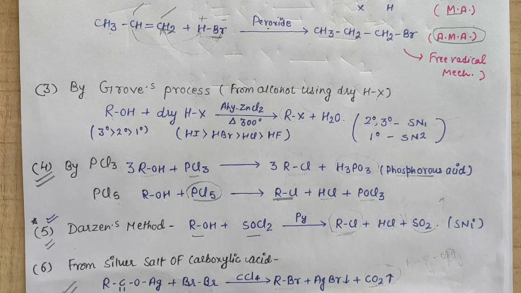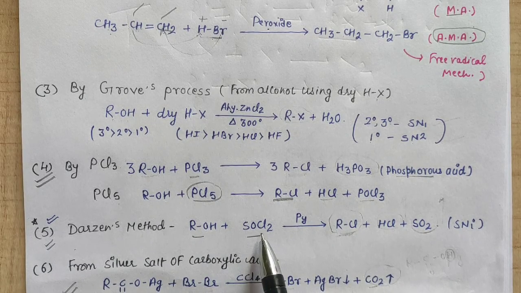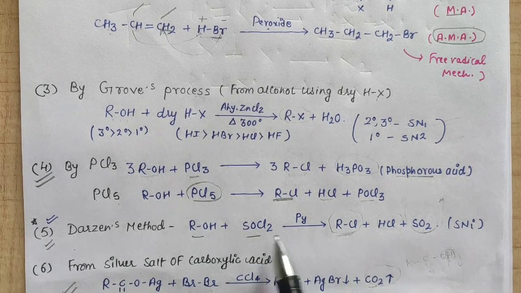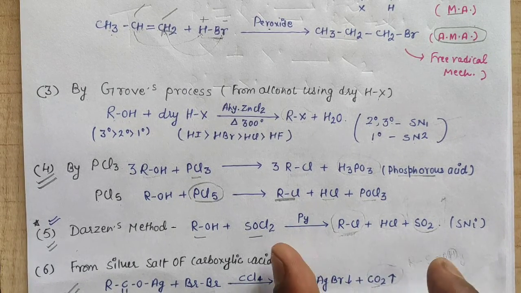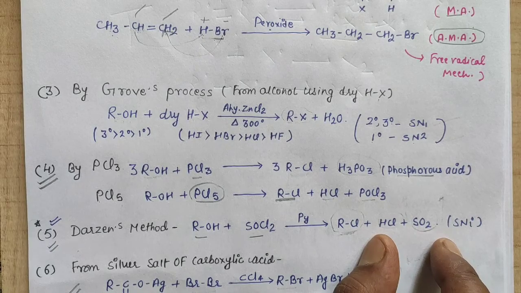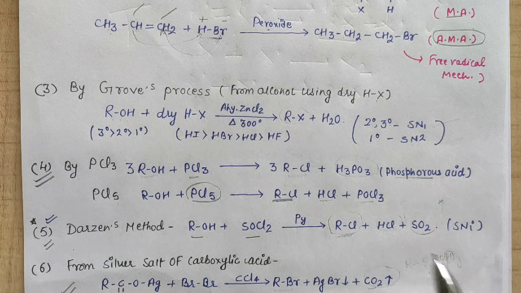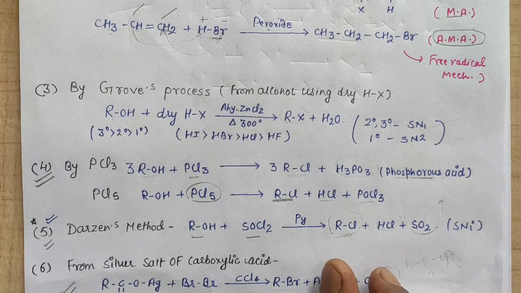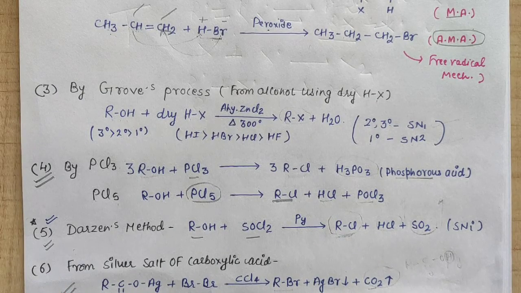So now one more important method, known as Darzens' method, students. When ROH alcohol reacts with SOCl2, thionyl chloride, in the presence of pyridine, it will form RCl plus HCl plus SO2. In this case, both byproducts, HCl and SO2, are in gas form, so they will evaporate, they will vaporize. So the remaining alkyl chloride is found in good yield. That's why Darzens' method is considered one of the best methods for the preparation of haloalkane.